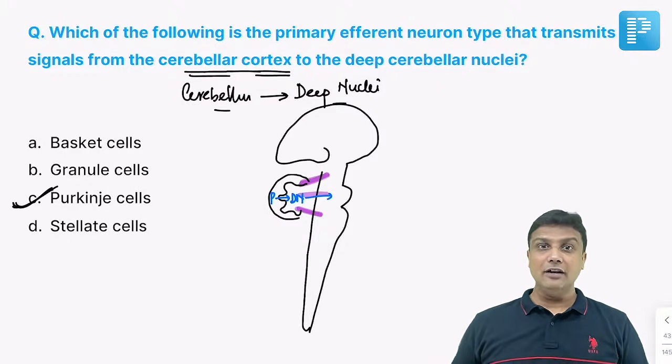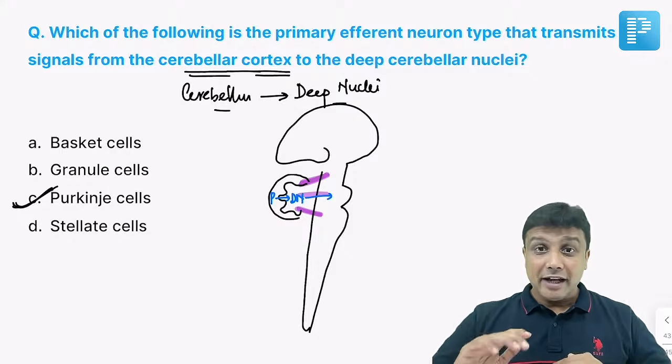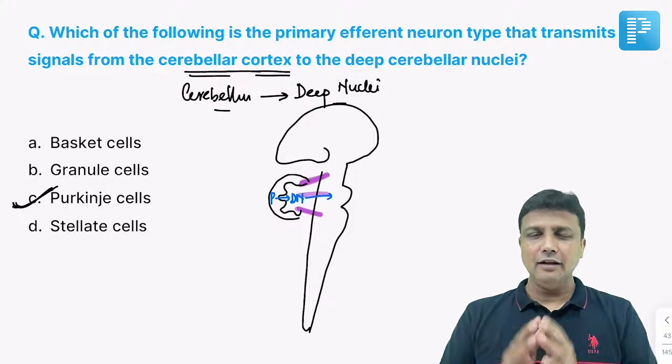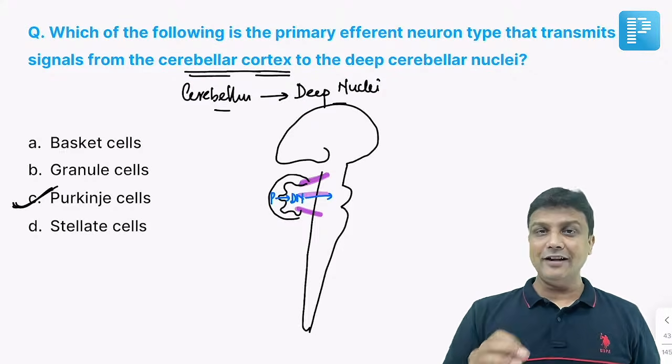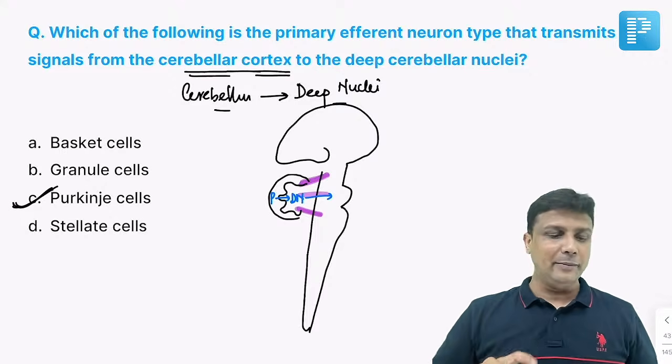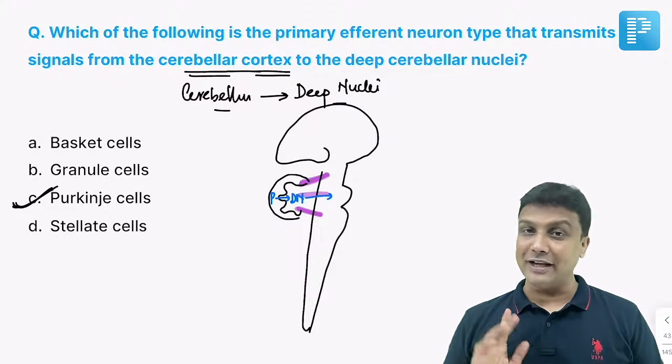So please be careful while reading the question in the exam. Efferent from the cerebellum, I repeat again, efferent from the entire cerebellum will be the deep nuclei, whereas the efferent from the cerebellar cortex will be the Purkinje cells. That is how you should be careful here.